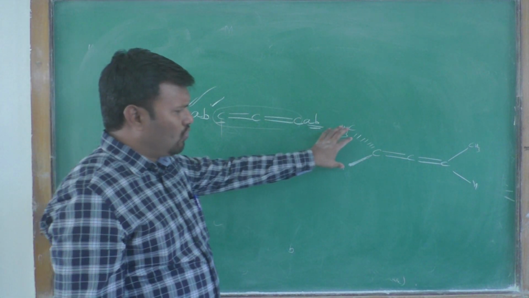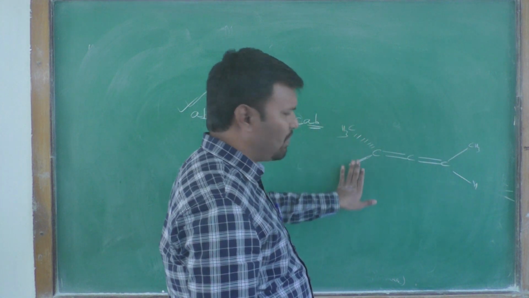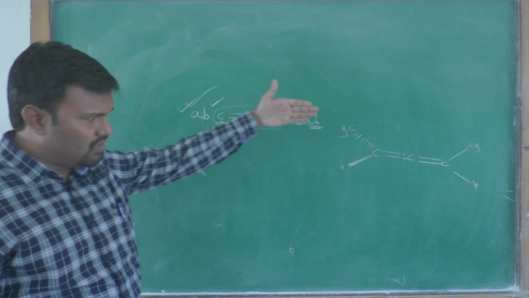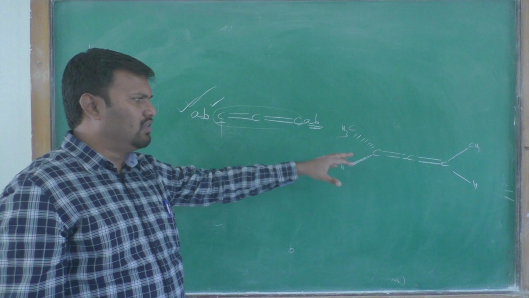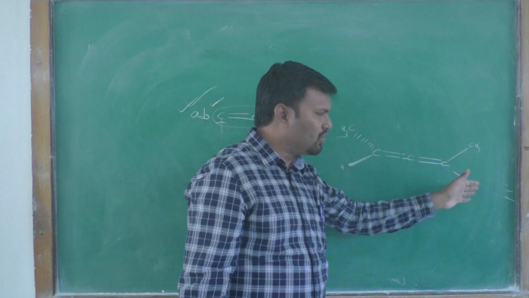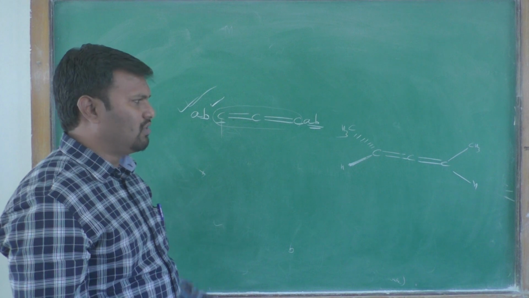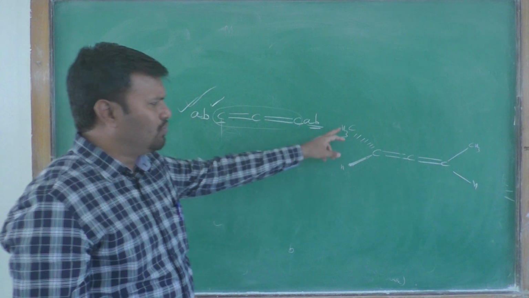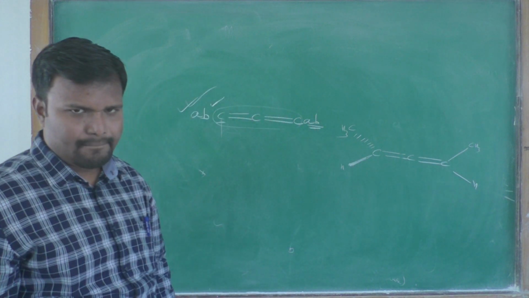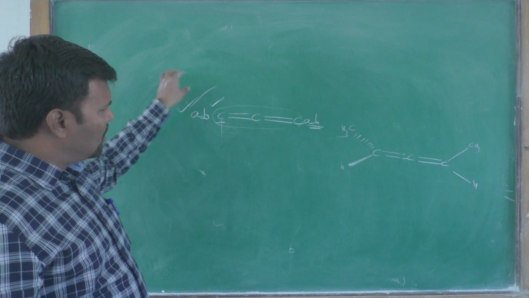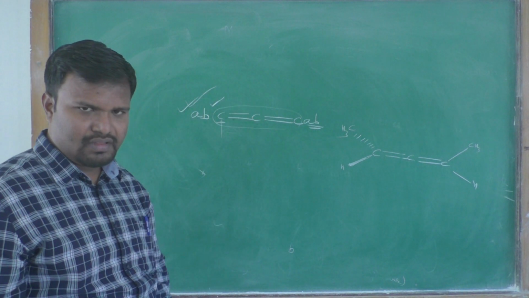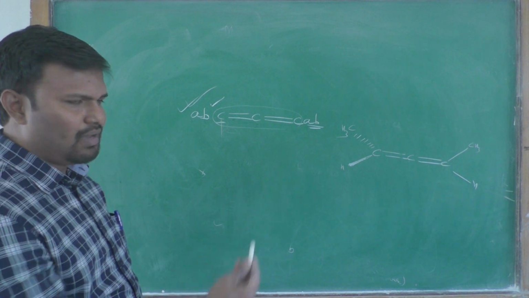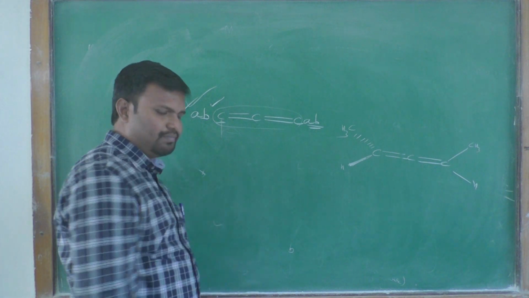Okay, if these two groups are present in the same plane, then a plane of symmetry is there, and therefore it should not be optically active. But these two groups are not in a plane. Okay, so on this blackboard, everything on the blackboard is in a plane. The chalk is outside the plane.